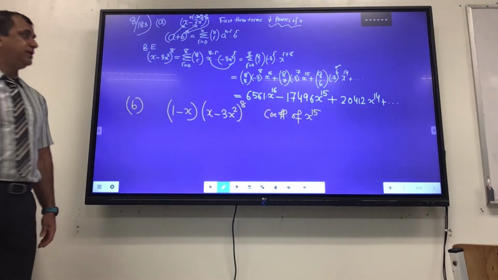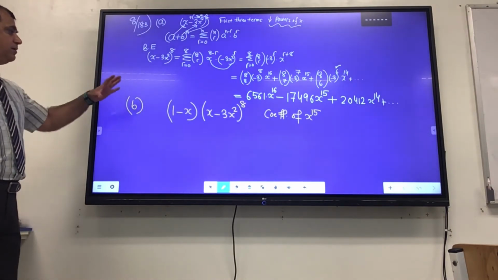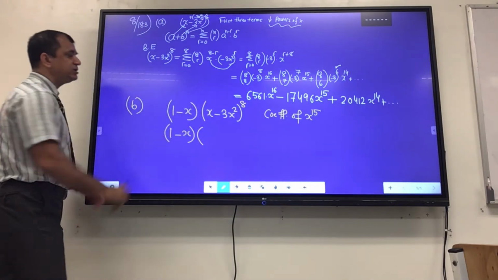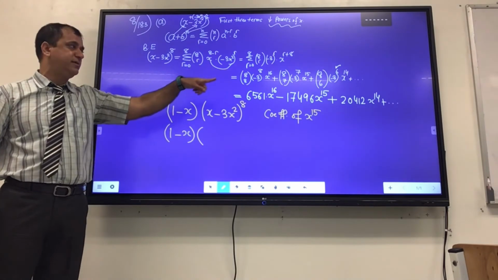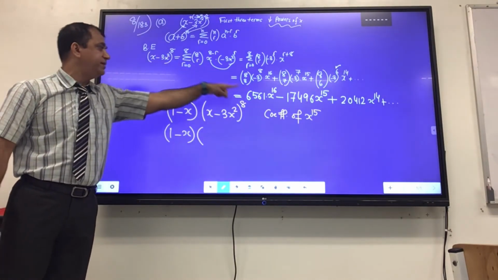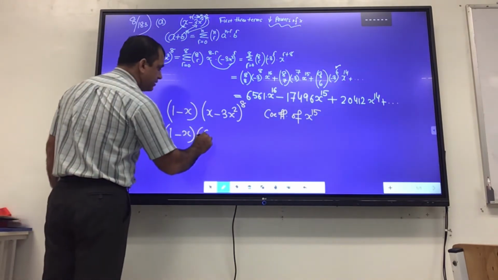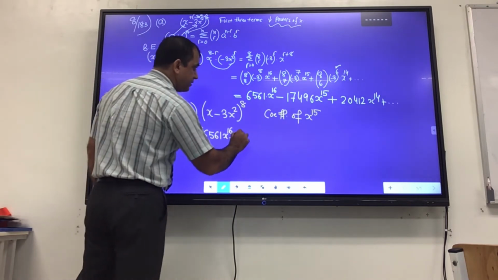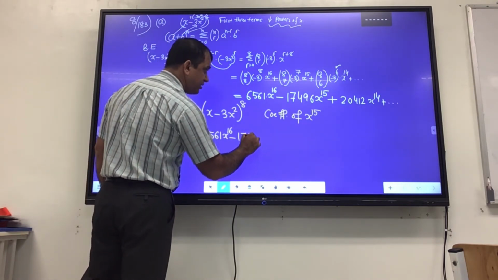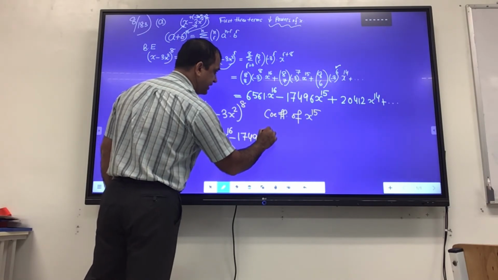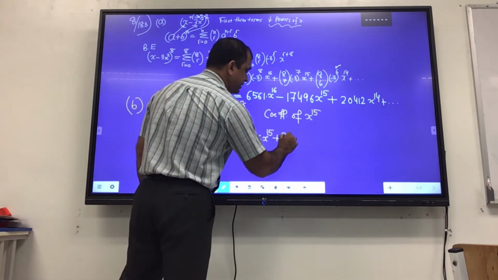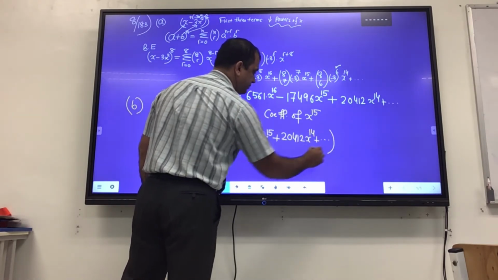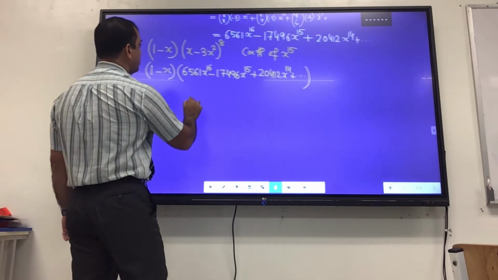Clear guys? Now see, we don't need to expand everything. 1 minus x is here, and the expansion for 3 terms in descending pattern is there. I'm going to plug in this value of the expansion over here. So it is 6561 x power 16 minus 17,496 x power 15 plus 20,412 x power 14 plus so on.